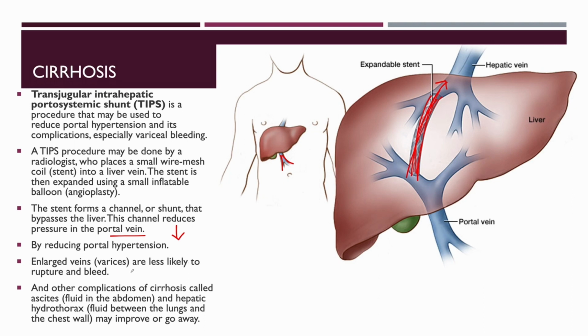Now maybe not the only drawback, but one of the major drawbacks to doing this TIPS procedure is that now you have a large amount of the blood supply that is not being filtered through the liver. And so we see an increase in hepatic encephalopathy because the toxins are not filtered out by the liver.